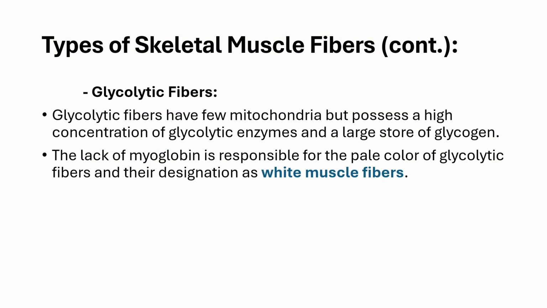Now let's talk about the second type of muscle fibers, glycolytic fibers. So glycolytic fibers are specialized for rapid high-intensity activities. Unlike oxidative fibers, glycolytic fibers have relatively few mitochondria. This means they rely less on oxidative phosphorylation and more on anaerobic metabolism for energy production.